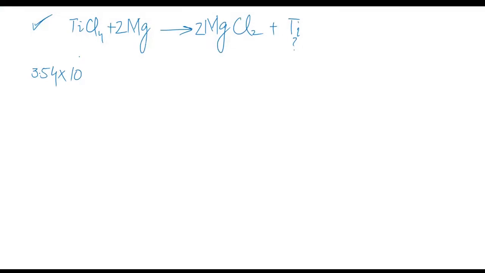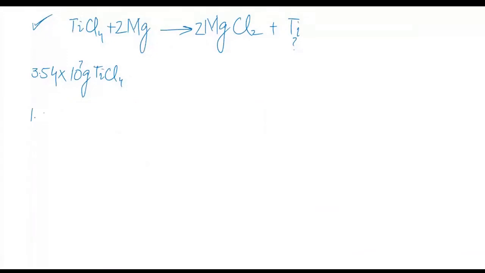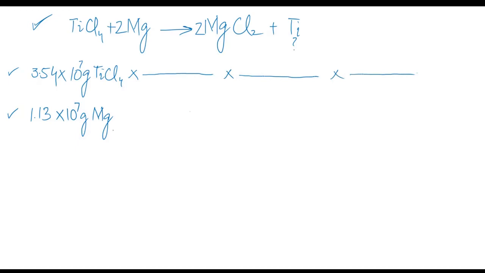6 or 7 gram of titanium chloride. This is our first part. And the second part is 1.13 into 10 to the raised power 7 gram of magnesium. Okay, friends, now we will use these two quantities in 5 steps. So step number 3, change gram to mole, mole ratio method, and mole to gram.